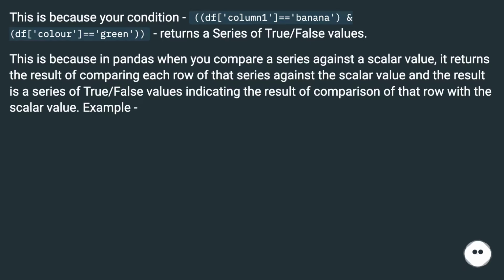values. This is because in Pandas, when you compare a series against a scalar value, it returns the result of comparing each row of that series against the scalar value, and the result is a series of true/false values indicating the result of comparison of that row with the scalar value. Example.